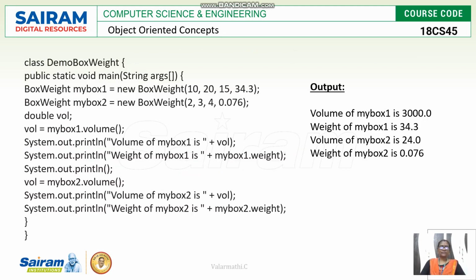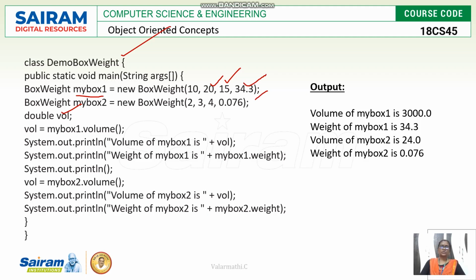How is it tested here? We will see one example. Demo box weight is my class, and in the void main function, first I'm creating my box 1 as the object for box weight, having four values. Here 10 is the width, 20 is the height, 15 is the depth, and finally 34.3 is its weight. Likewise, the first object my box 1 is created.